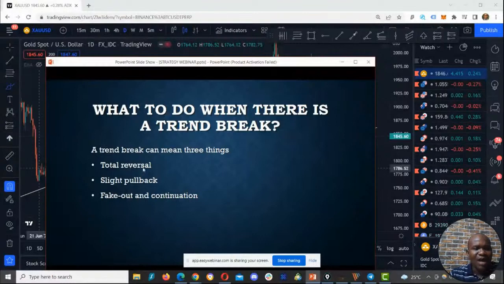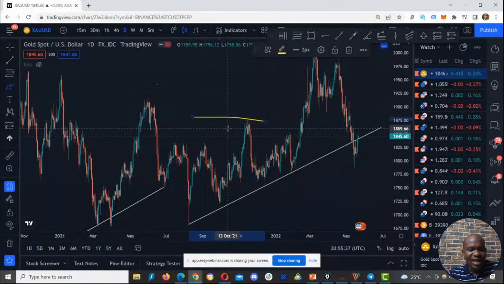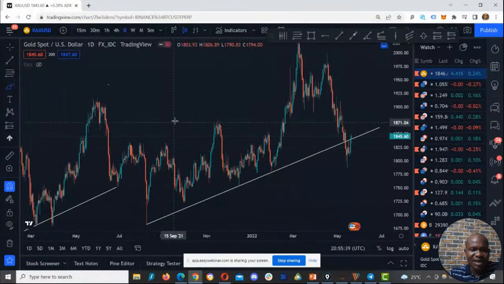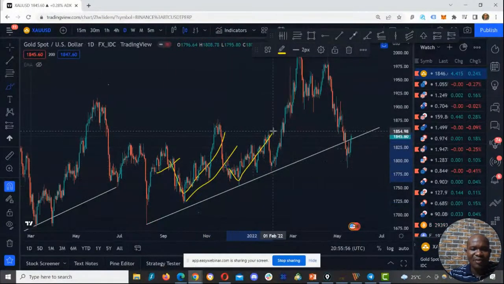Okay, so having established this, take a look at it now. If you take a look at this gold here, you will see that a lot of this can be seen. For instance, a trend was broken here, it pulled back, and it goes up again. Another one was broken here. This is another trend. Sorry, this is a trend here. A trend was broken here, it pulled back, and it goes up again.